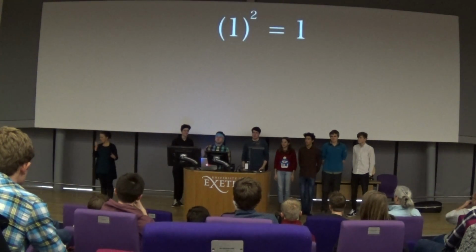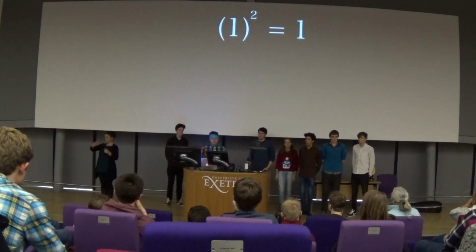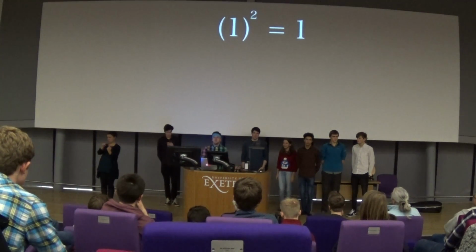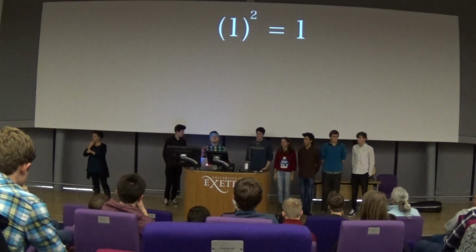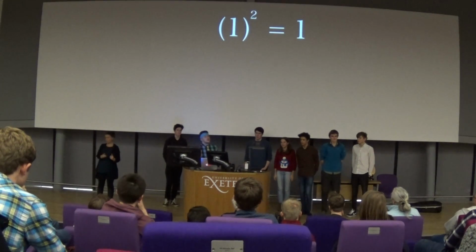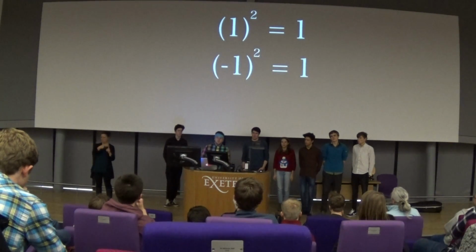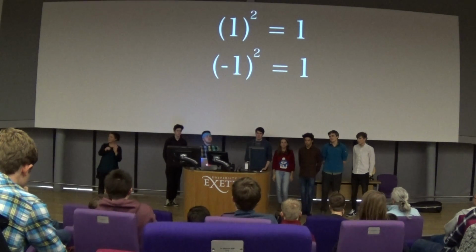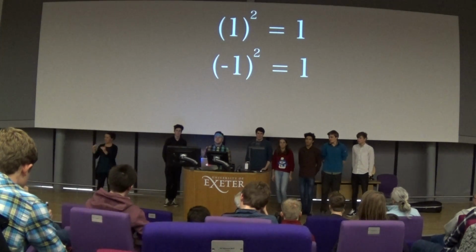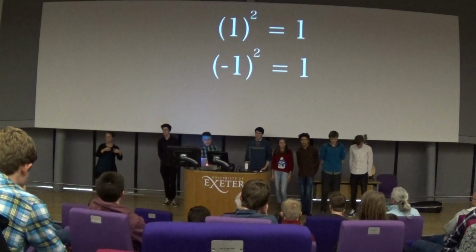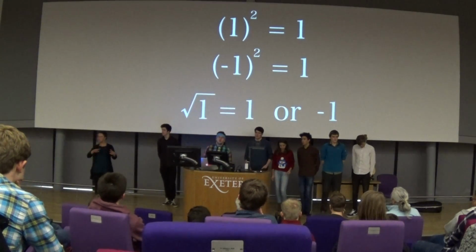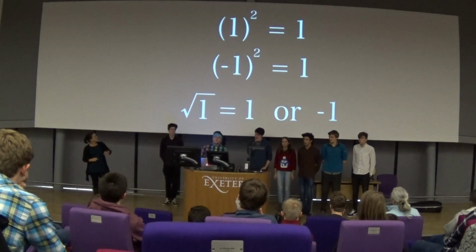When you square a positive number, like 1 for example, you come out with another positive number. So every time you square a positive number, you get another positive coming out. And when you square a negative number, like -1, you come out with a positive number. So you can say that every time you square a negative number, you'll always come out with a positive. So the square root of 1 is 1 or -1.